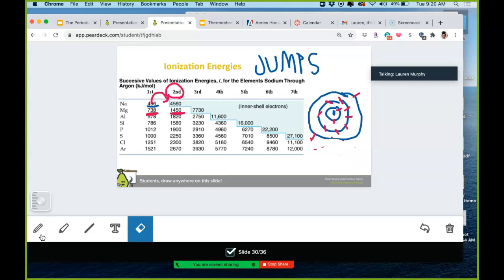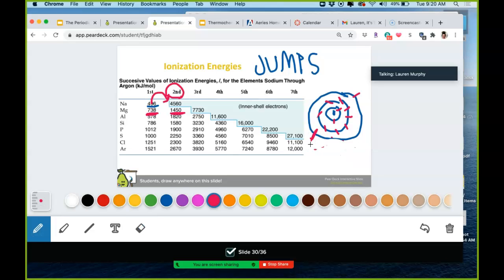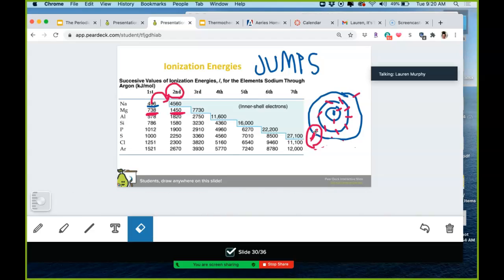So we're going to rip off, right? That's what ionization energy means. We're going to rip off 1 electron. So let's say I take this one out. This is how much energy I have to put in to rip this electron off the atom.